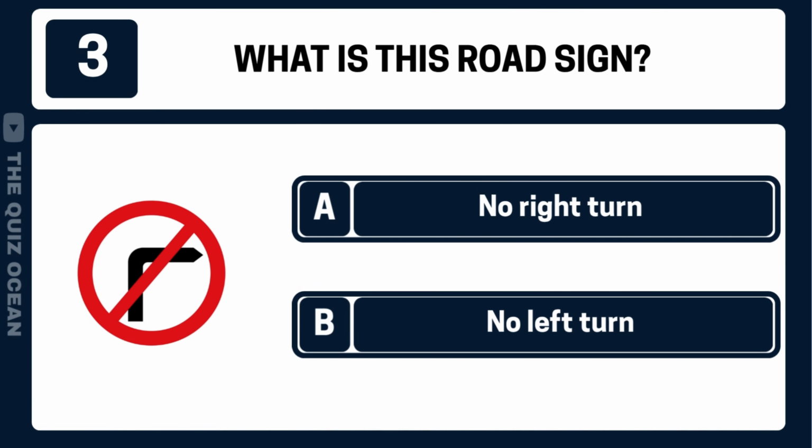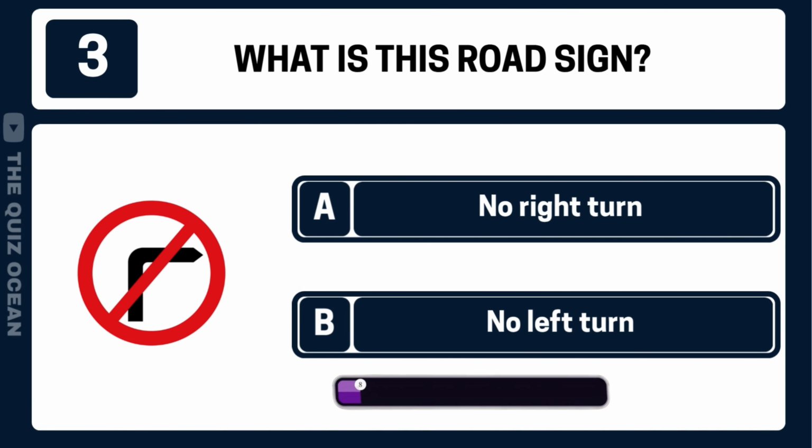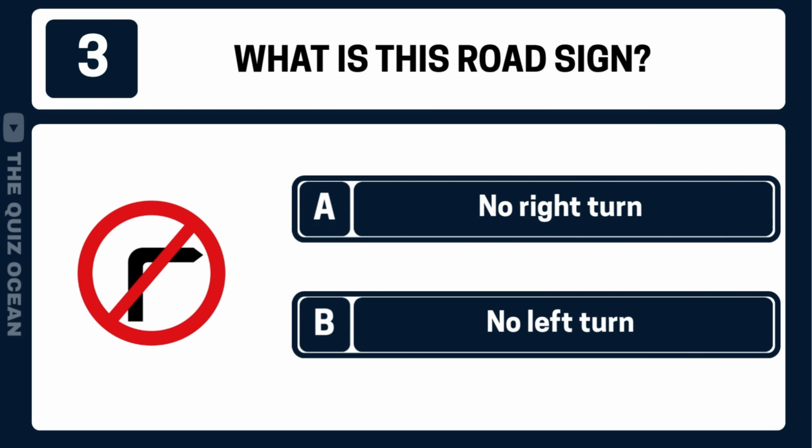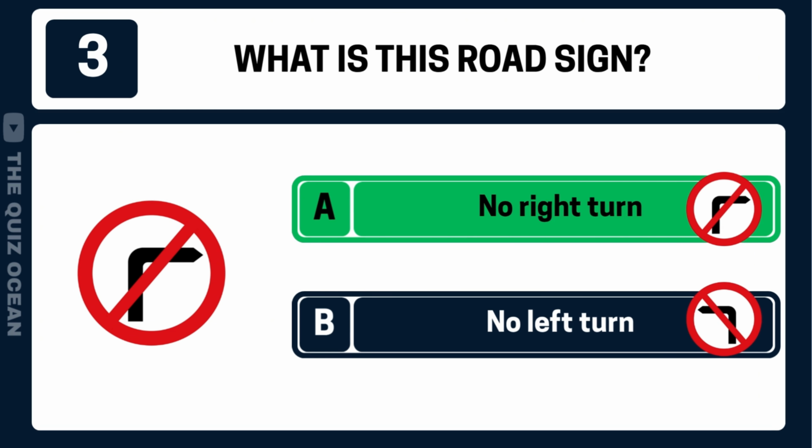What is this road sign? A. No right turn. B. No left turn. The answer is A. No right turn.